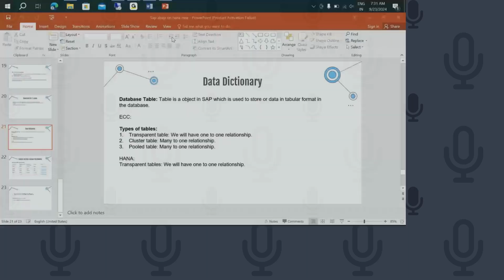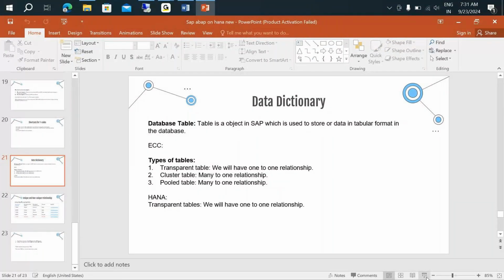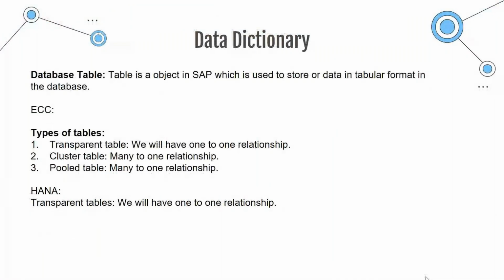Okay, so in the previous session, we have seen introduction to data dictionary, and we have also created a package, right? We have seen how to create a package. So what exactly is a package? Package is like a folder which is used to store our objects, right? Every object that we create in SAP will have to be stored inside a package. So that's the package we have created in the previous class.